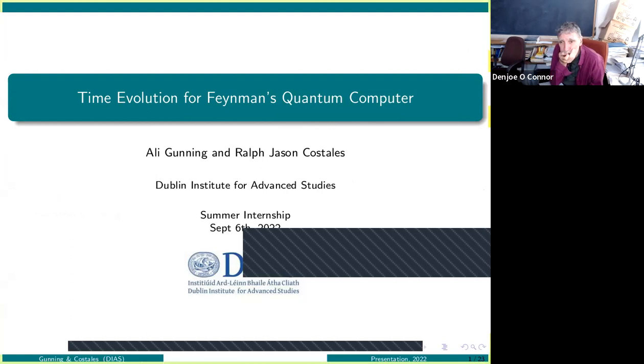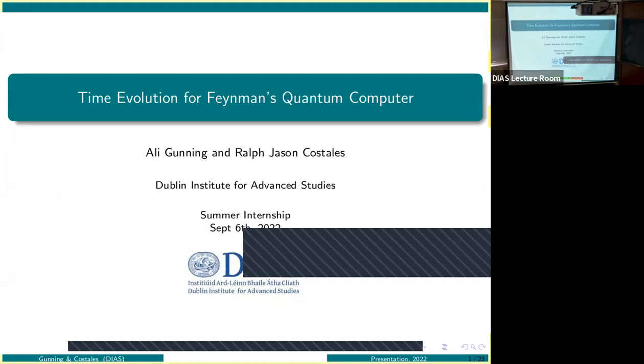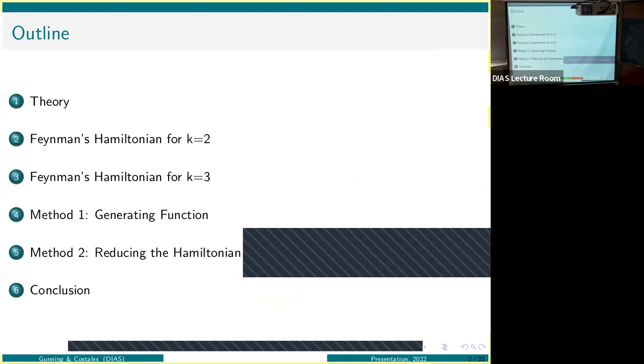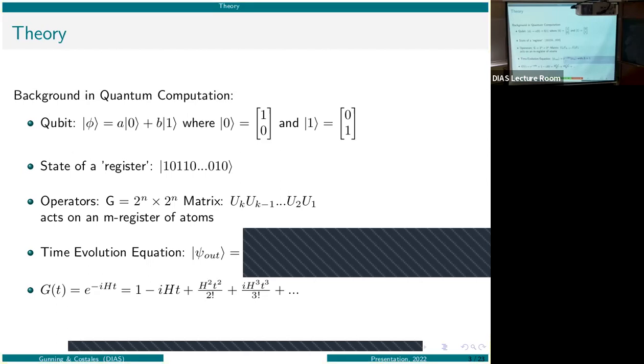Hi everyone. I'm Ali, and this is my colleague Ralph Jason. This summer we did our project on the time evolution for a Feynman quantum computer under Tony. Just to start with a bit of background for anyone unfamiliar with quantum computing, we can start with these two state systems called qubits.